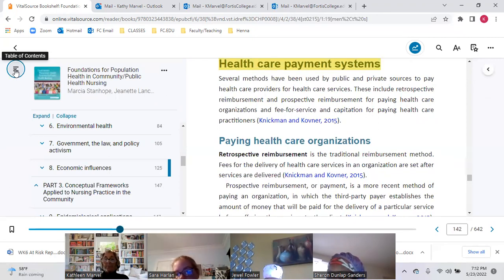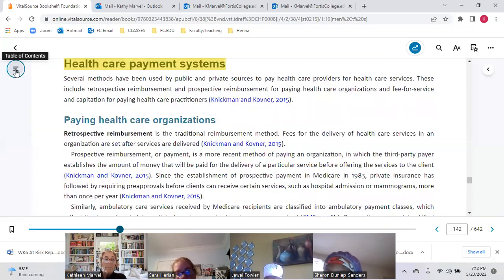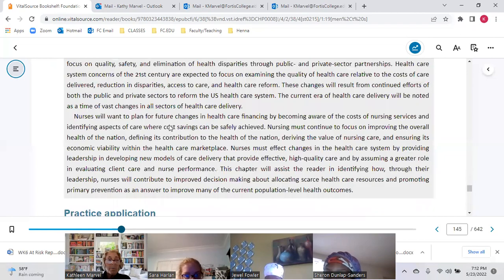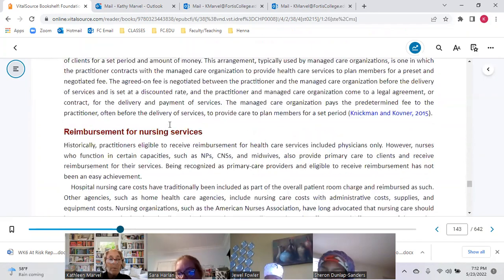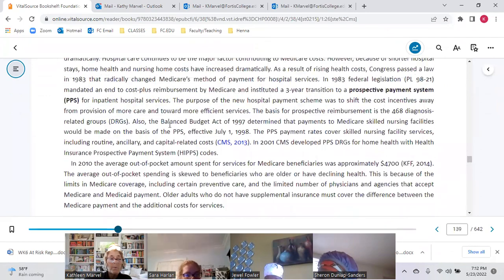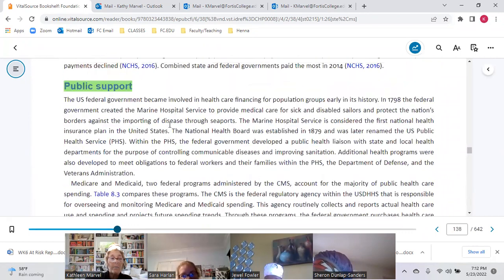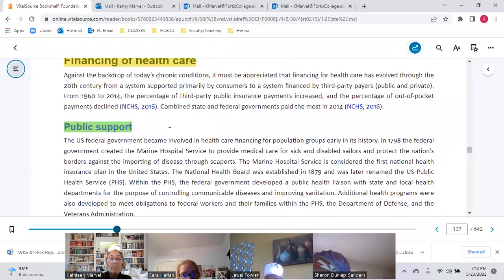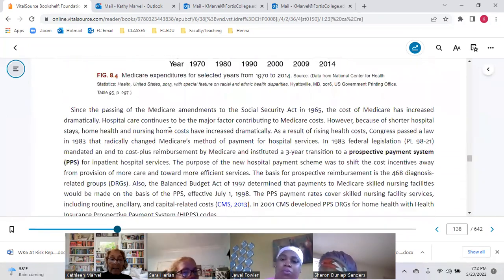So the 4 would be TRICARE, private support, Medicare, and Medicaid. Nope. The 4 would be public. I got public. Hang on. And under public is Medicare and Medicaid. So public is first. Okay, page 138. Medicare and Medicaid is under that section, so that's public.